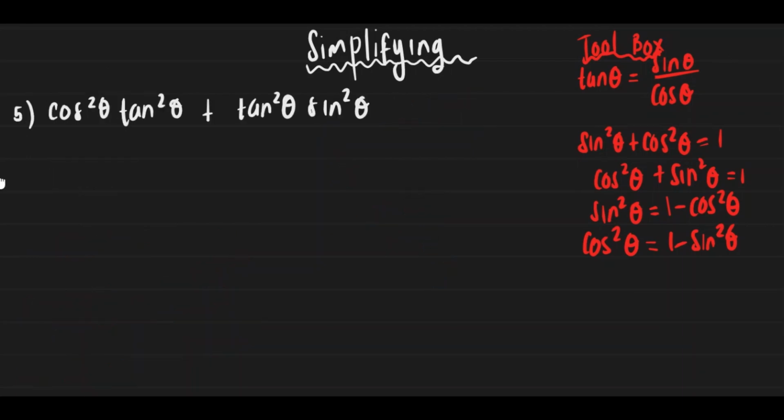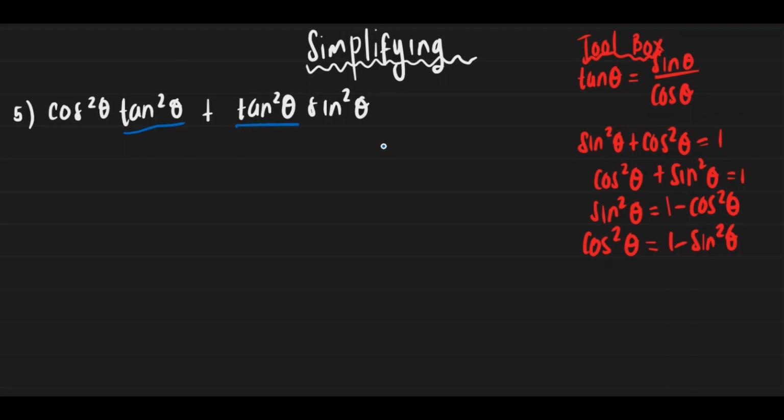So now let's move on to this one. They say cos squared theta multiplied by tan squared theta plus tan squared theta multiplied by cos squared theta. What do we see? We see the fact that we have a common factor. So here we need to factorize before doing anything. We see that we have tan squared theta and tan squared theta.